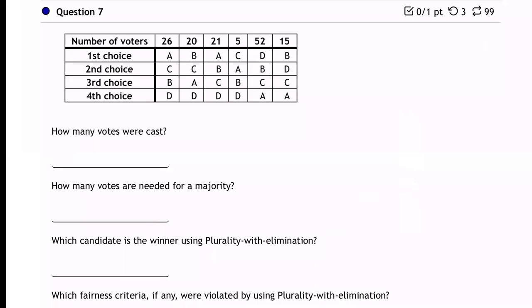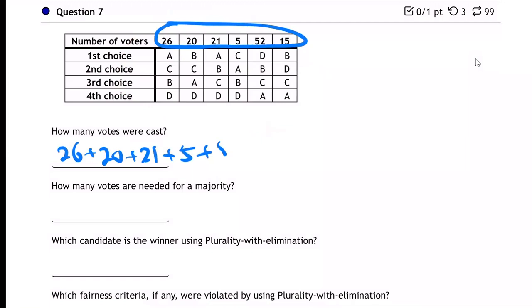Okay, so on this one, we've got a big voting thing. They're asking how many votes were cast. You guys know where to go to count the votes, right? It's right up here. These are all the votes. So it's going to be 26 plus 20 plus 21 plus 5 plus 52 plus 15. We have to add up all those votes, right?